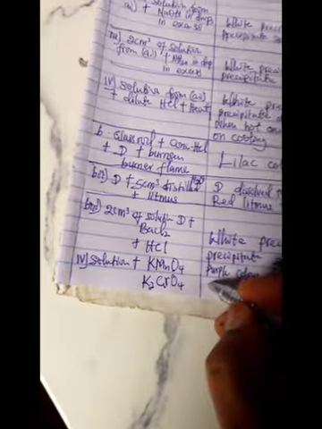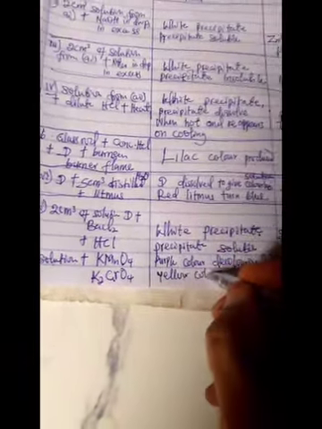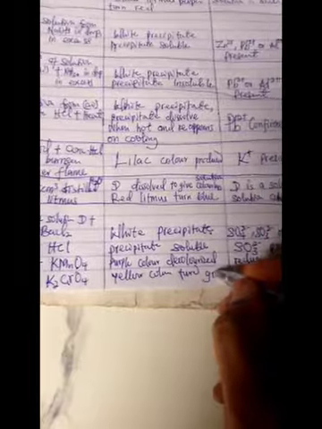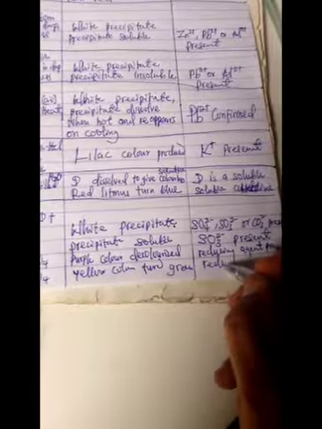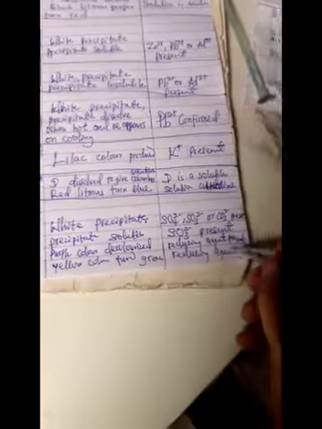But if they don't ask you to use this, they might ask you to use K2CrO4. It's still the same result. But now the yellow color turned green. So you have the same result. Reducing agent present. Thank you.